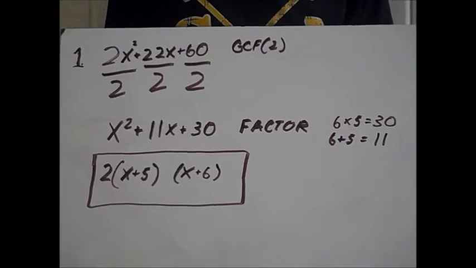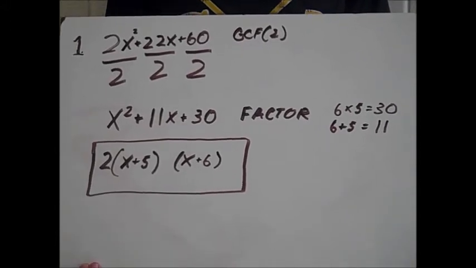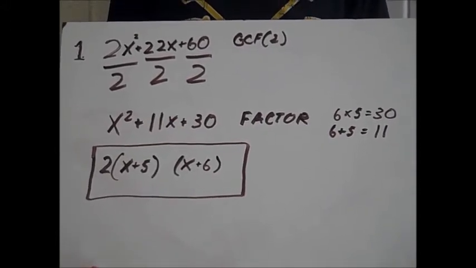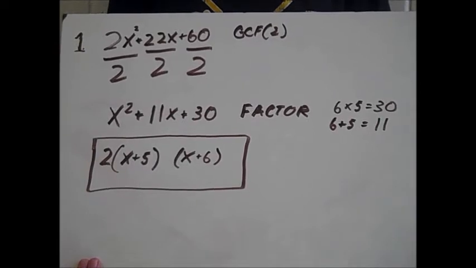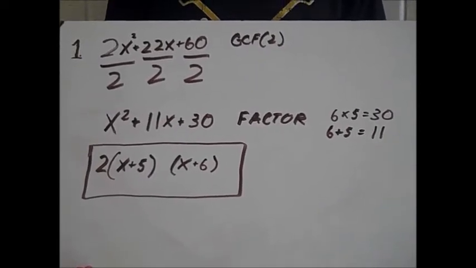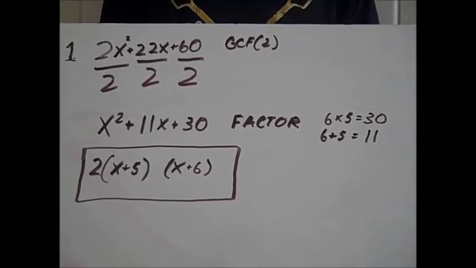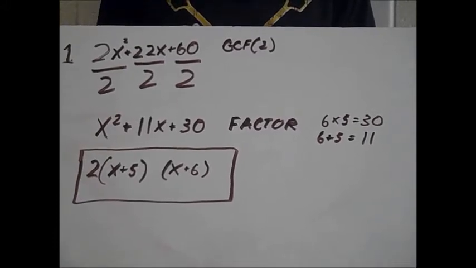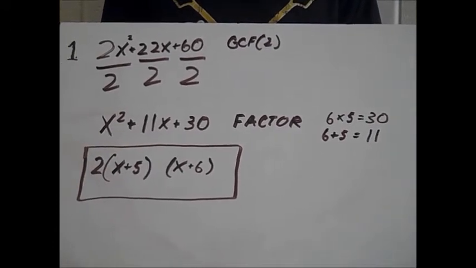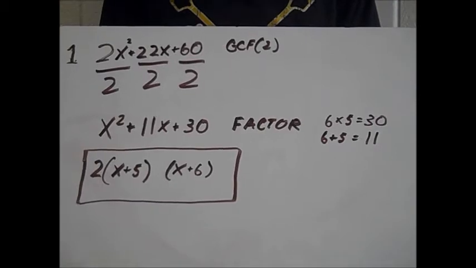Okay, for the next one, we did 2x to the second plus 22x plus 60. The first step, you need to find the GCF, which is 2. So you divide all the numbers by 2 and you get x to the second plus 11x plus 30. Then you factor 30 and 11, and you get 6 times 5 equals 30, and 6 plus 5 equals 11. So your answer is x plus 5 and x plus 6.